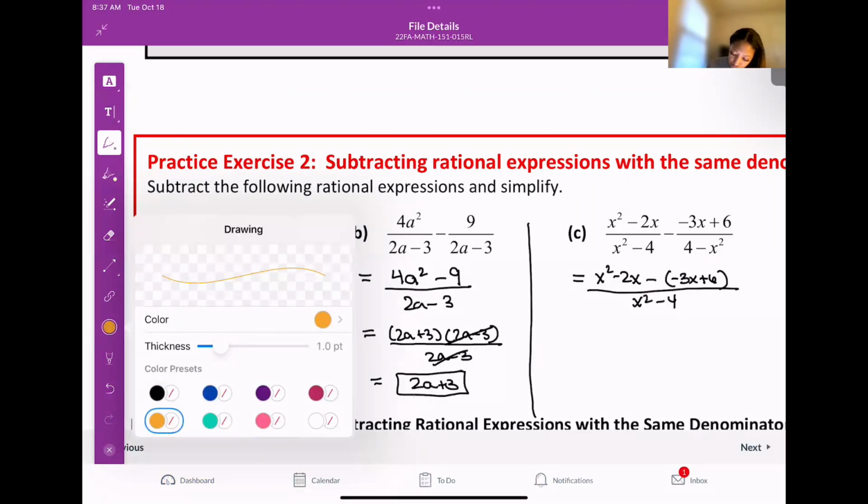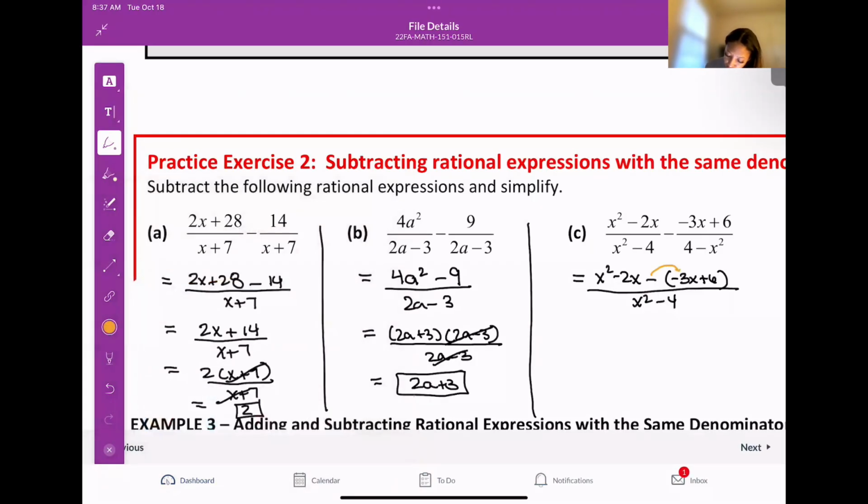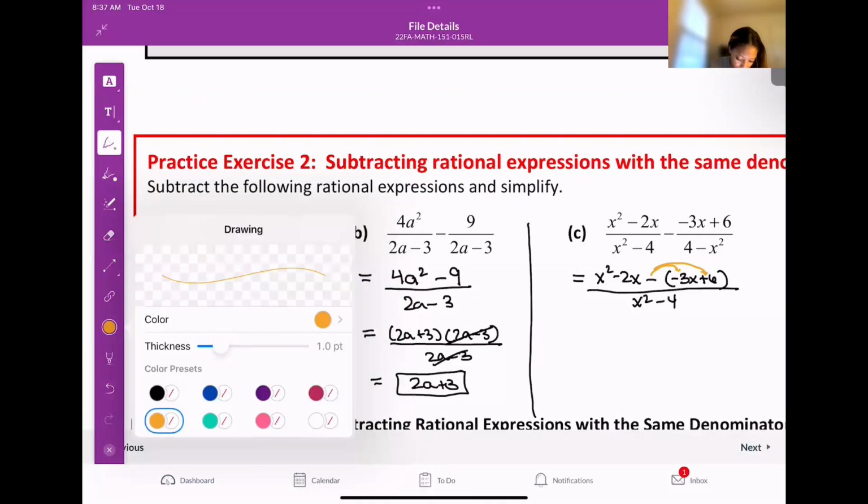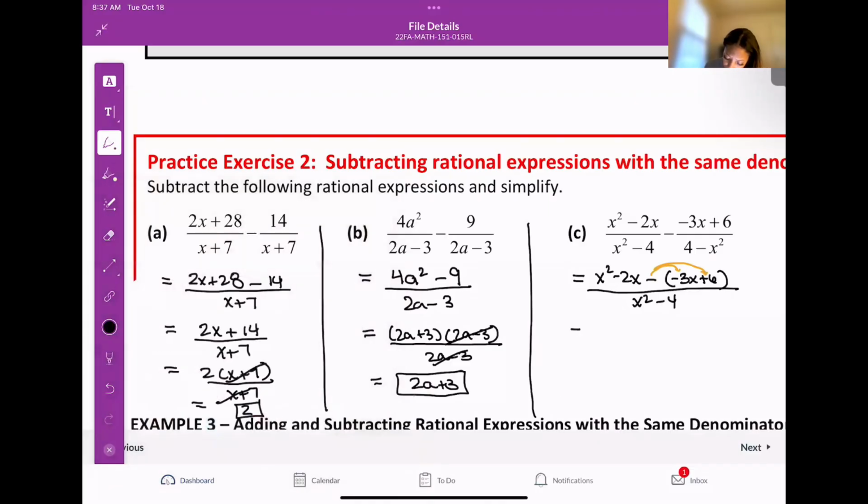We're gonna have to distribute this subtraction to each of these terms. So our numerator ends up being x squared minus 2x plus 3x minus 6. And then it's all over x squared minus 4. Simplifying that numerator just a bit, that's x squared plus x minus 6 over x squared minus 4.